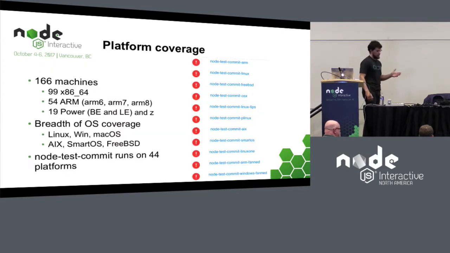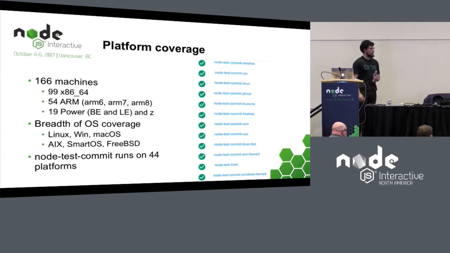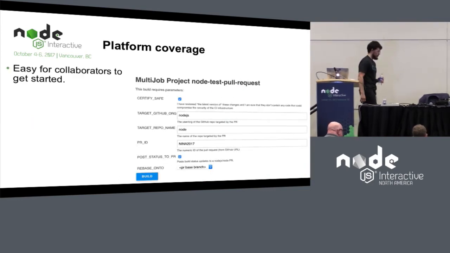So our sponsors and all the machines we get allow us to get a pretty impressive platform coverage. We have over 165 build machines, and we cover about 44 platforms. So every single build of Node is tested on this many platforms. Of course, it looks a lot better when some of the builds are actually green. Which is reasonably often.